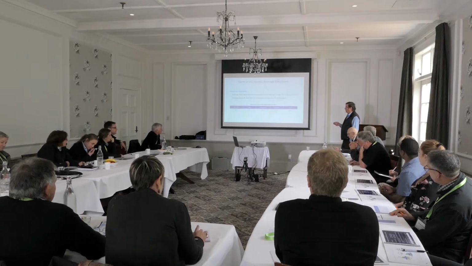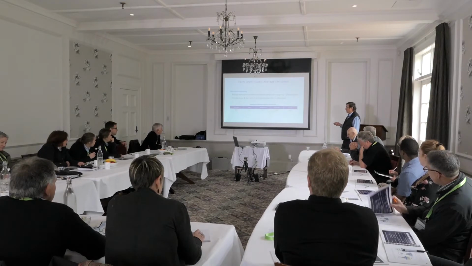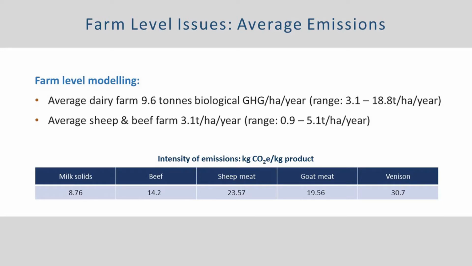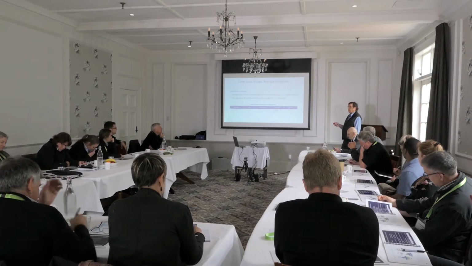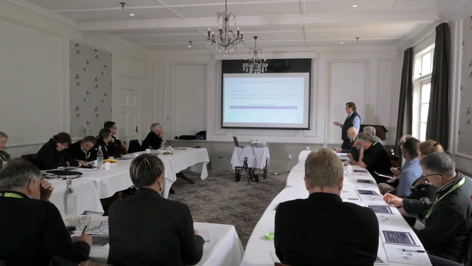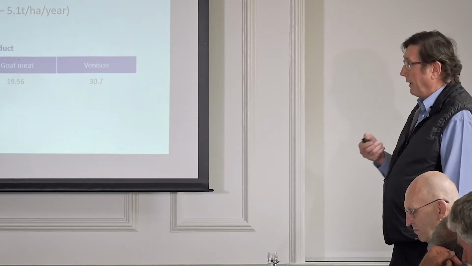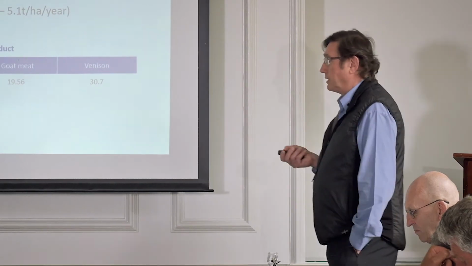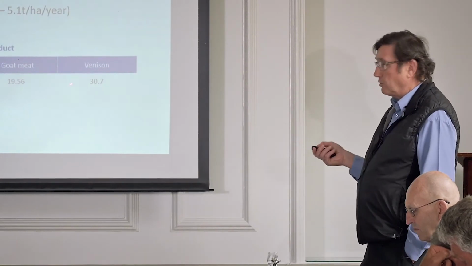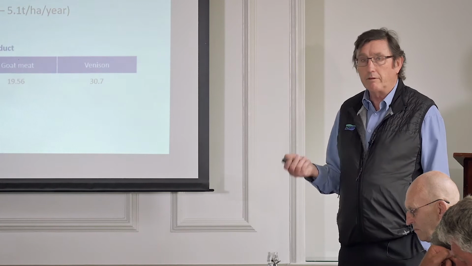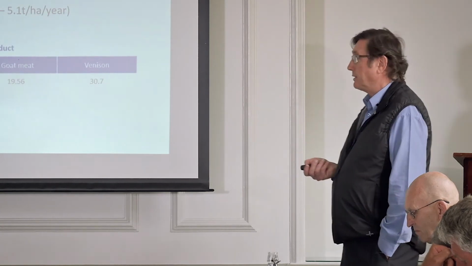The other one I just wanted to show you there, this is the intensity of emissions. Harry talked about that this morning. So this is kilograms of CO2 equivalent per kilogram of product. Okay, so for milk solids it's pretty obvious. For the rest, it's per kilogram carcass weight. So if you wanted to turn it into kilos of meat, you'd roughly double those figures. But that gives you some idea. And again, in terms of the discussion this morning, those are good news stories for New Zealand. We are very efficient, up there with the best.